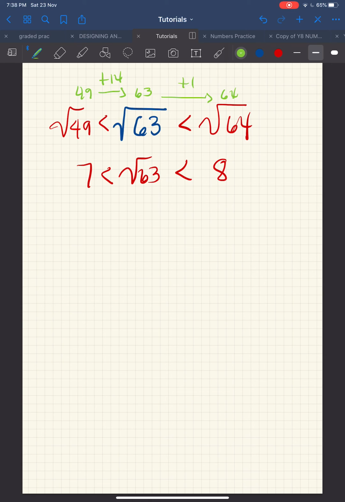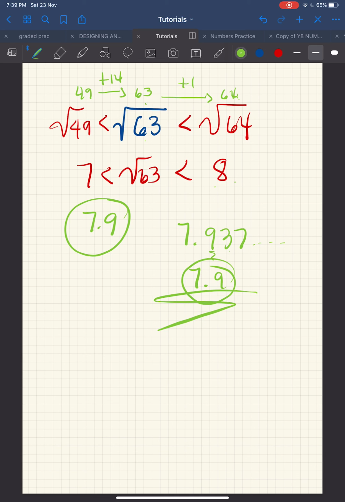If your estimate is 7.9, that is a good estimate. Why? Because 63 is close to 64, and the square root of 64 is 8, so the square root of 63 will be close to 8. Let's calculate that. The square root of 63 is 7.937 and so on. Rounded to 1 dp, 7.9. So that is how to estimate the square root using upper and lower bounds to 1 decimal point.